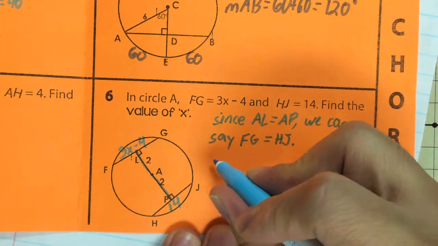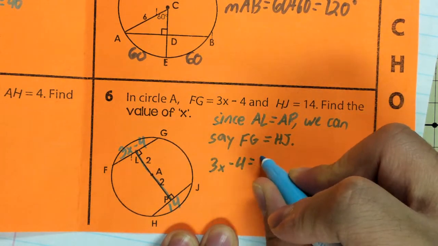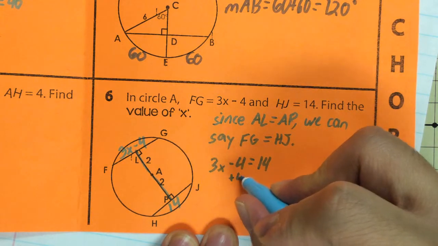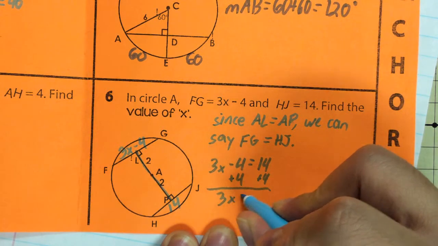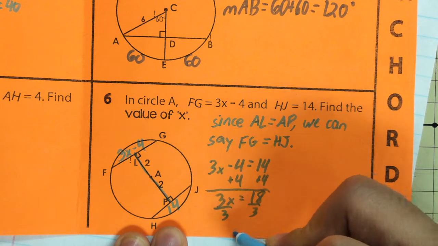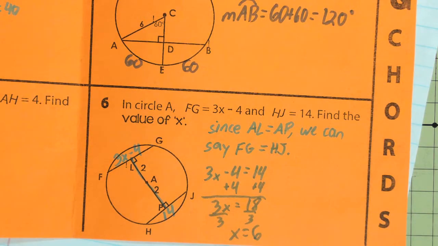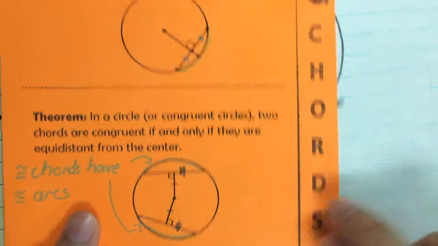So my equation is 3x minus 4 equals 14. Solving for x. We get x equals 6. So there's our three properties.